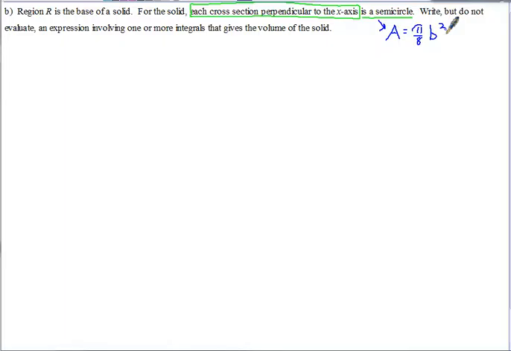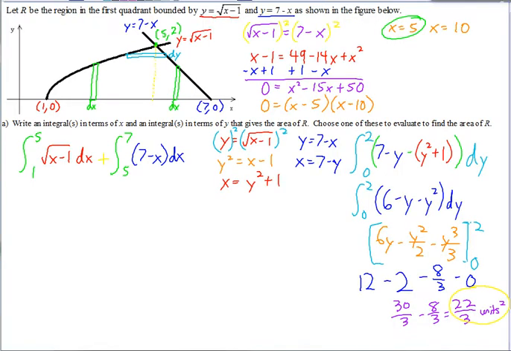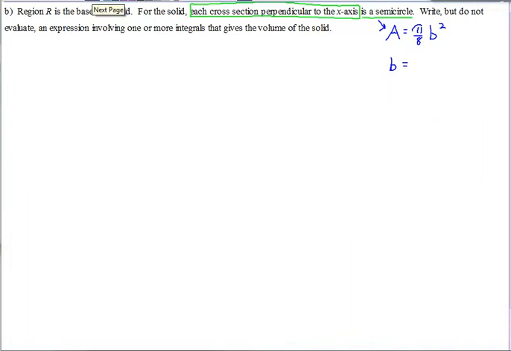And so we just need to figure out our base. The base on this one is square root of x minus 1, and the base on this one is 7 minus x. So like your base 1 and your base 2. So when we set it up, we'll have pi over 8 on the outside, both of them.